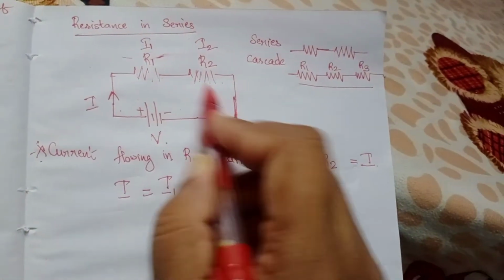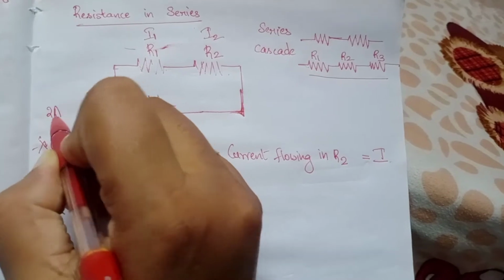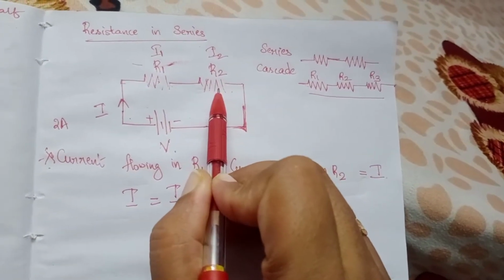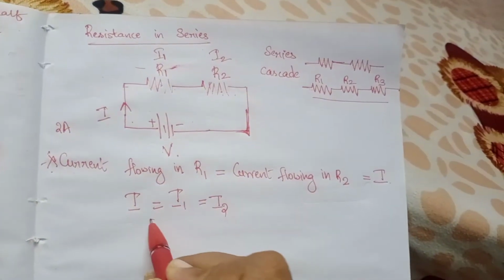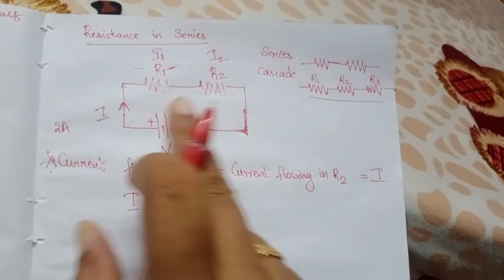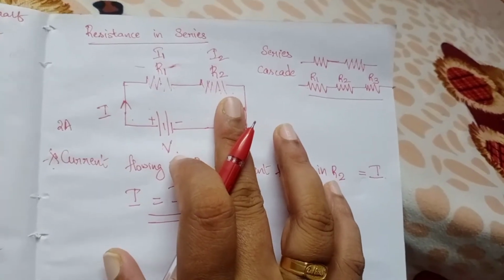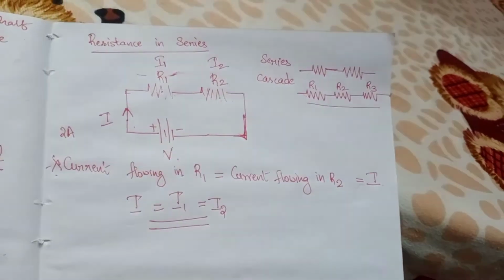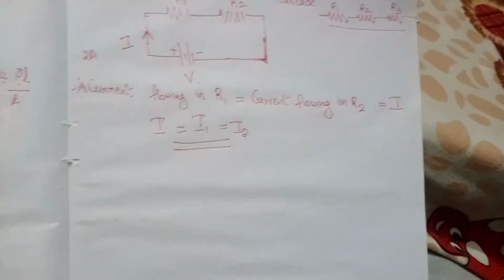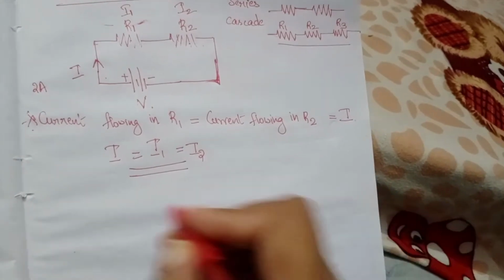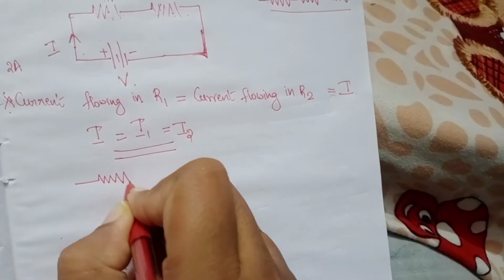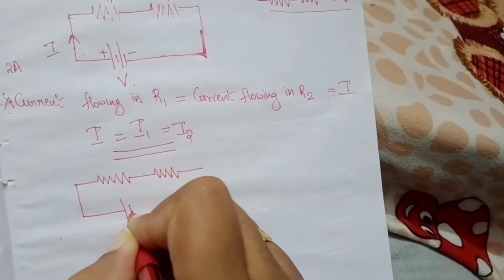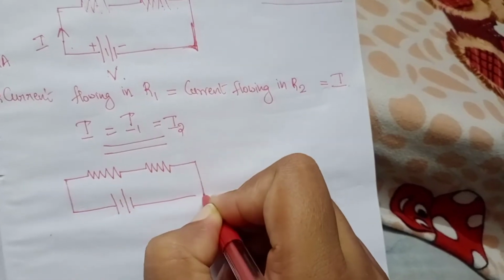For example, in this circuit, if a current of 2 ampere is flowing, then the 2 ampere will be flowing in R1, and the same 2 ampere will be flowing in R2 also. So the total current will be the same in both resistances. I will be equal to I1, which will also be equal to I2. Now let us find out how the voltage will be. I'll redraw the circuit again. Let us find out whether the voltage will be same or different.